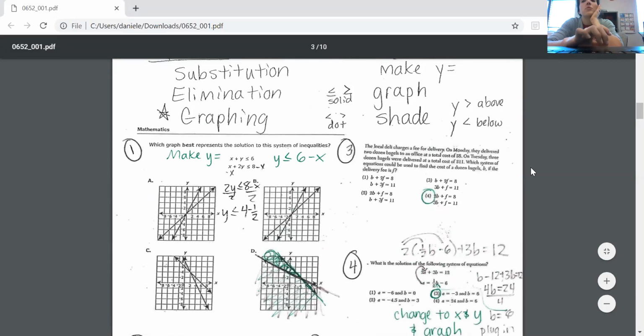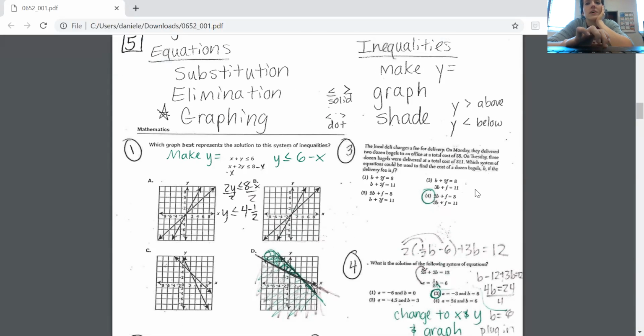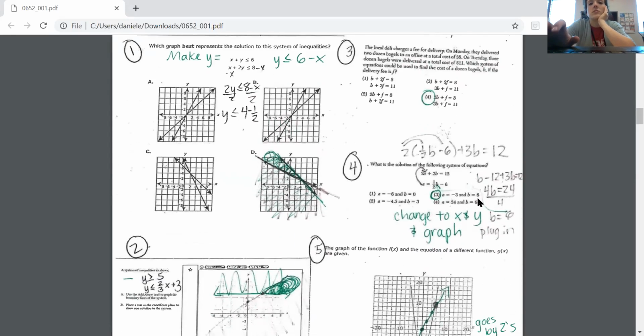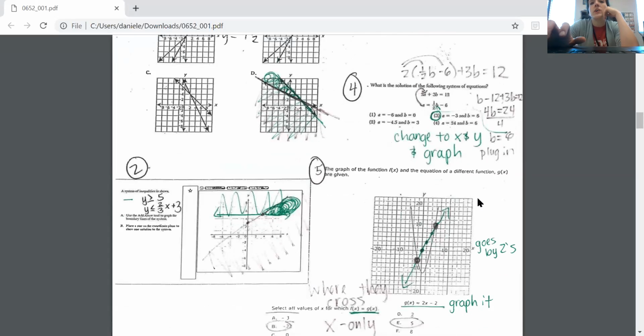I go back up to number 3. Guys, just read that carefully and find the equations that match it. 2 dozen bagels and a delivery fee for $8, and so on and so forth. Number 4, you have a couple different options.